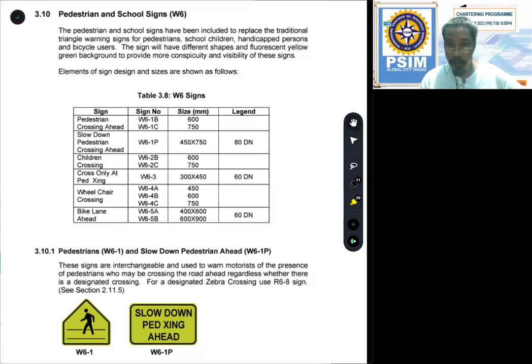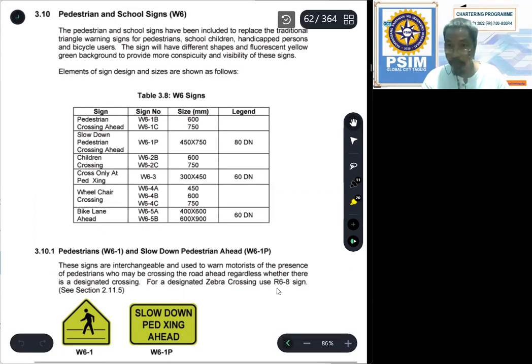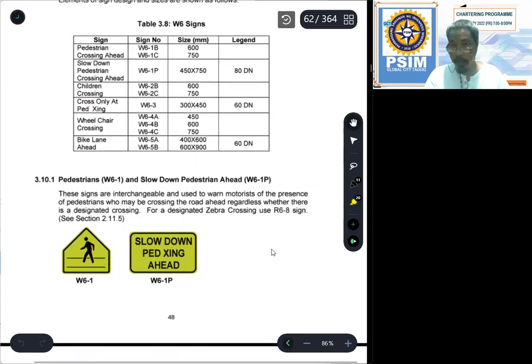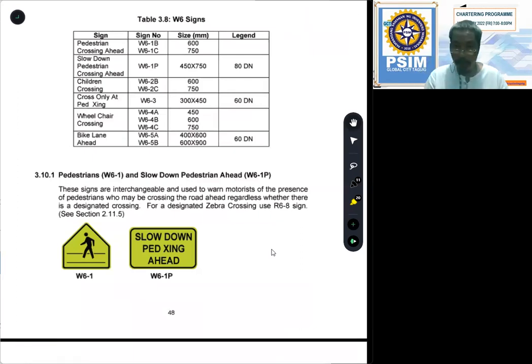The sign will have different shapes and a fluorescent yellow background to provide more conspicuity and visibility of the signs. So now it has a different standard. I don't know if it is only in our country or the whole world, but usually we are following the world standard. If you can give clarity on this, please use our comment section below to help us find out if this is a worldwide standard.